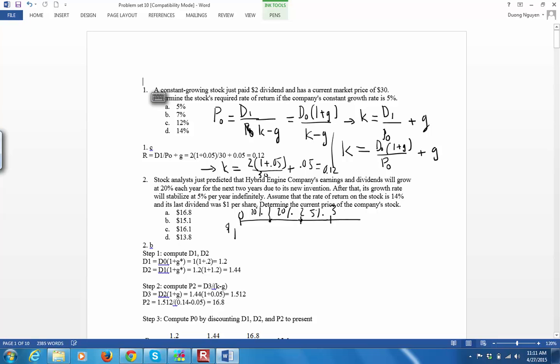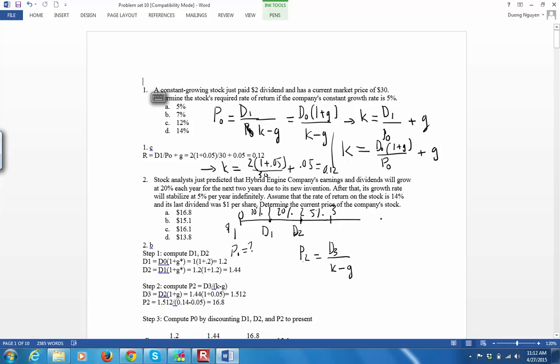So you can apply the constant growth model for year 2, because from year 2 on the growth is constant. So the price in year 2 would be equal to D3 over k minus g. Now when you buy the stock, you hold it until year 2. You receive a dividend in year 1, a dividend in year 2, and the price of the stock in year 2 is P2. The question is asking how much the stock price is today. The stock price today is simply the present value of D1, D2, and P2.